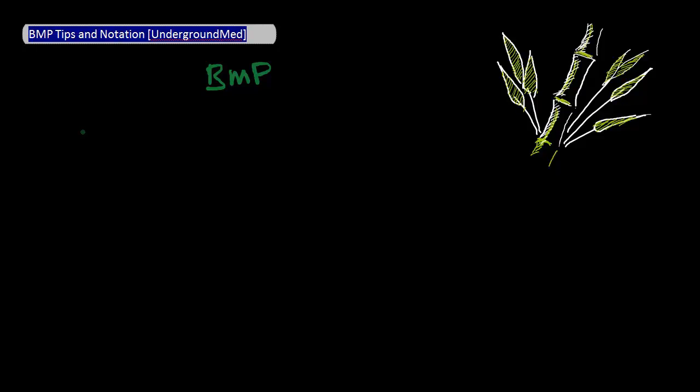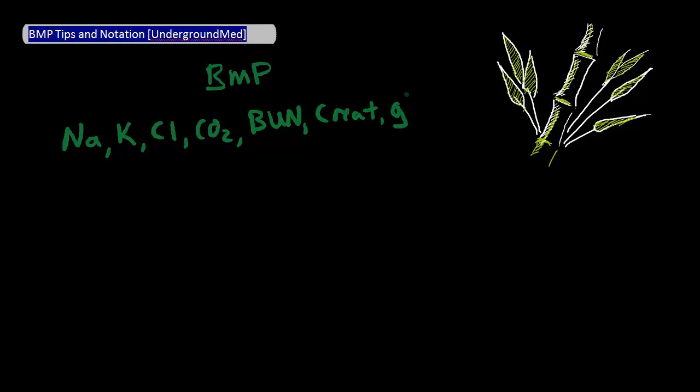The BMP measures 7 basic things, which include sodium, potassium, chloride, CO2, BUN, creatinine, and glucose. Depending on your hospital, many places also include calcium as part of BMP, but we're going to talk about that with the CMP instead.